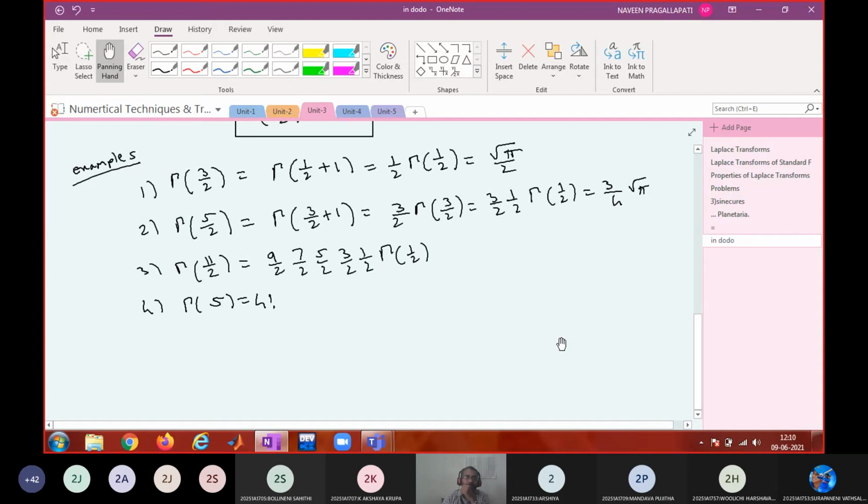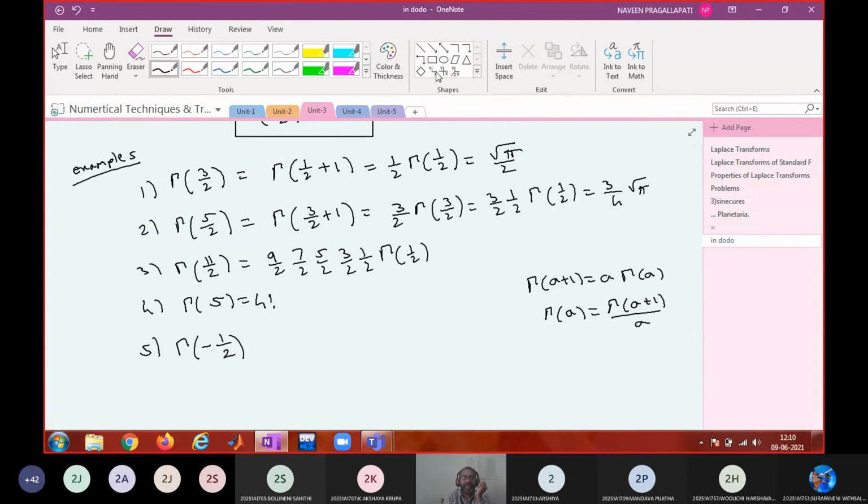Yes, sir. Now let us try to find out gamma of negative value. See if it is possible to find out negative value or not. What is gamma of a plus 1? A into gamma of a, no? So if I want gamma of a, how can I write this? Can I write it as gamma of a plus 1 by a? So in that case, if I have gamma of minus 1 by 2, if you have a negative value, try to apply this formula.